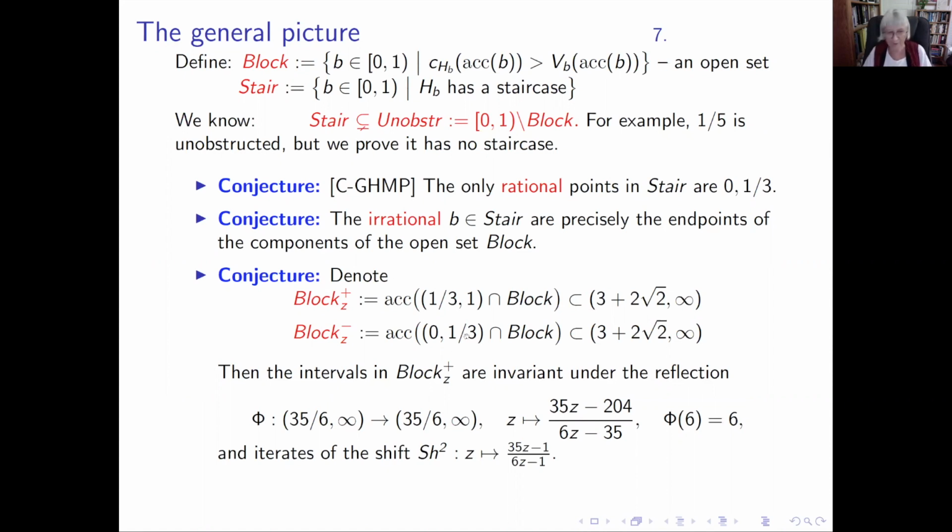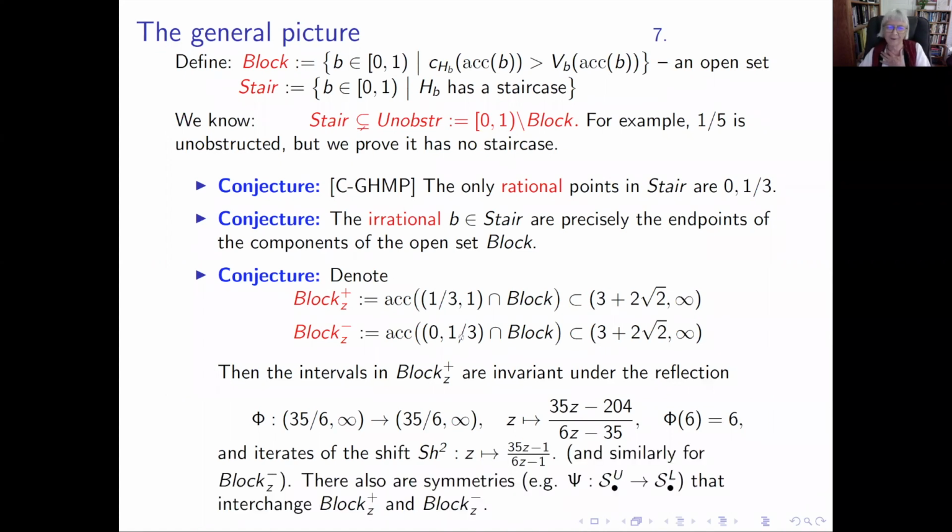Okay, so that's a conjecture, but some of this is proven. The relation between block plus and block minus is slightly complicated, so I don't want to go into it, but there's a similar statement for block minus, and also there's a symmetry that takes block plus, so everything in block plus should be mirrored by something in block minus, within reason. Okay, so that's the general picture that we have. Actually, these are for all staircases, whether two periodic or not.